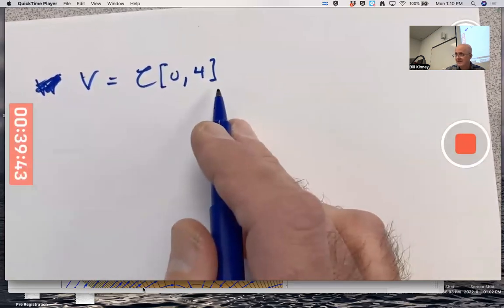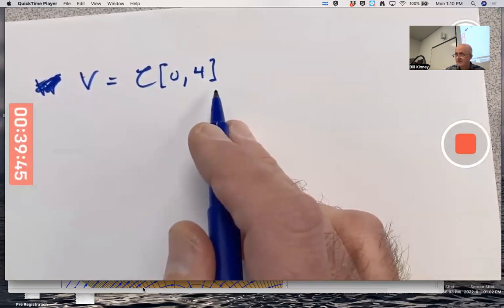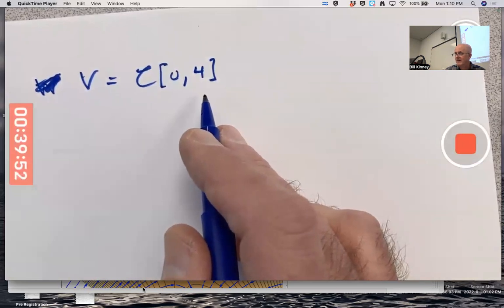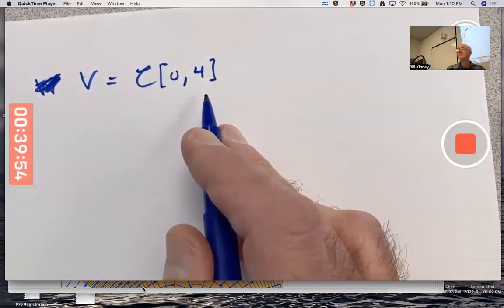Why did I pick this interval? Just because I felt like it. I could have picked something else. Just a random interval in my mind. I chose the left endpoint to be 0 to make the integrals a little easier to do.